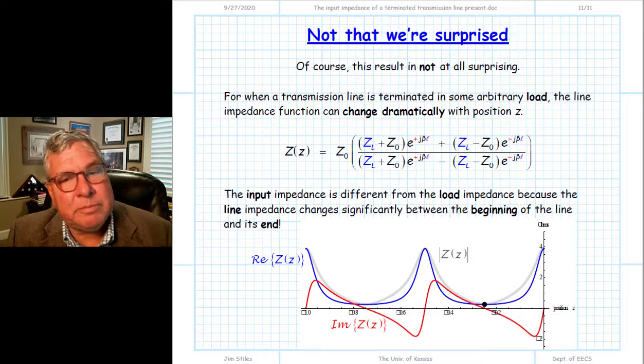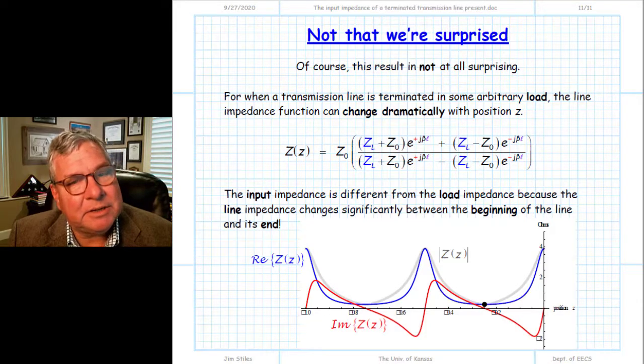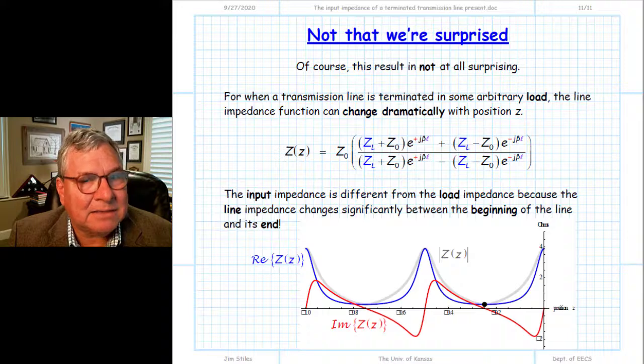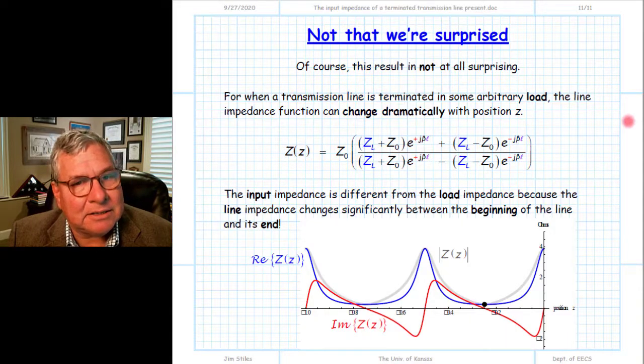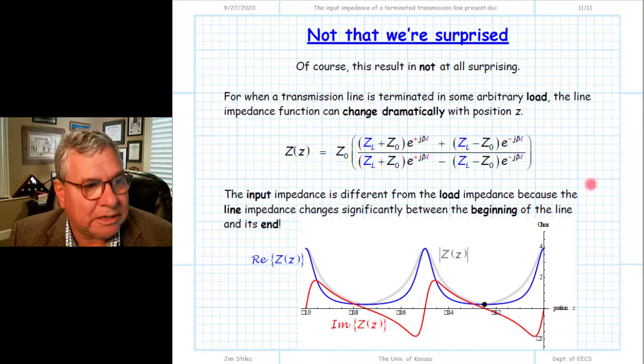So we shouldn't be surprised that the input impedance is very much different than the load impedance, because remember, the input impedance is simply the line impedance when evaluated at the beginning of the line, at position z equal to minus L. And the line impedance, of course, changes dramatically as we move along a transmission line.